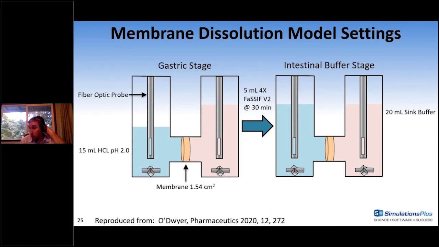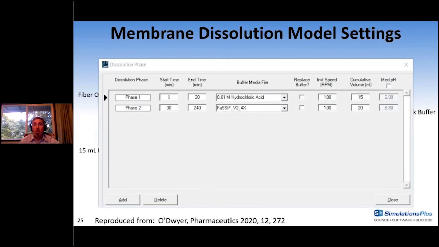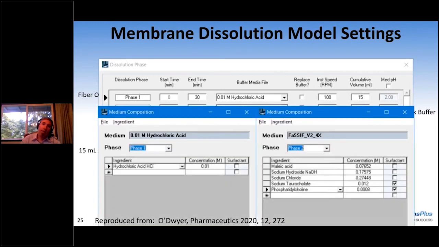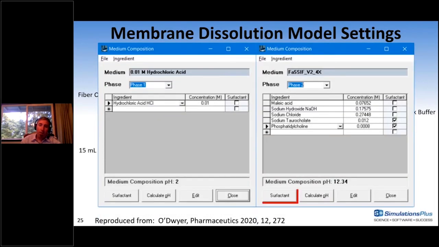Again, we assumed the drug is a full sink in the sink buffer. We didn't have the solubility of the drug in the sink buffer, so that was our assumption. Again, we can set up the stages as we did for the previous biphasic experiment. Hydrochloric acid for the first phase, change that at 30 minutes, add the FASF V2 4x concentrated to get to the final 20 mils of volume and pH 6.8. Again, we used the media compositions as follows in DDDPlus to end up at the final pH of 6.8 when we mix those buffers together.